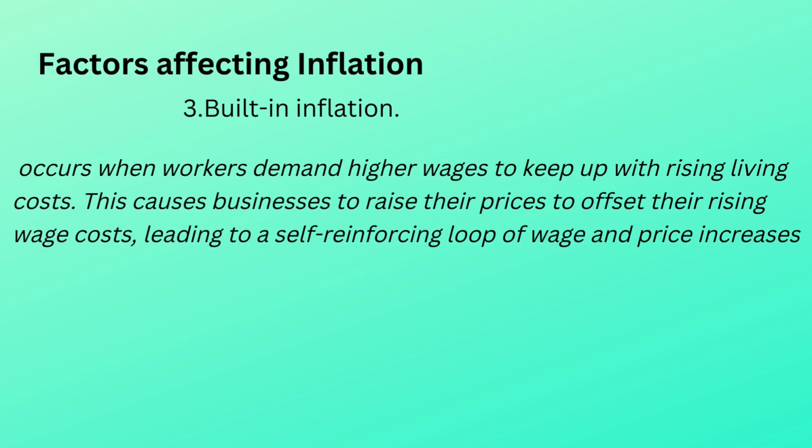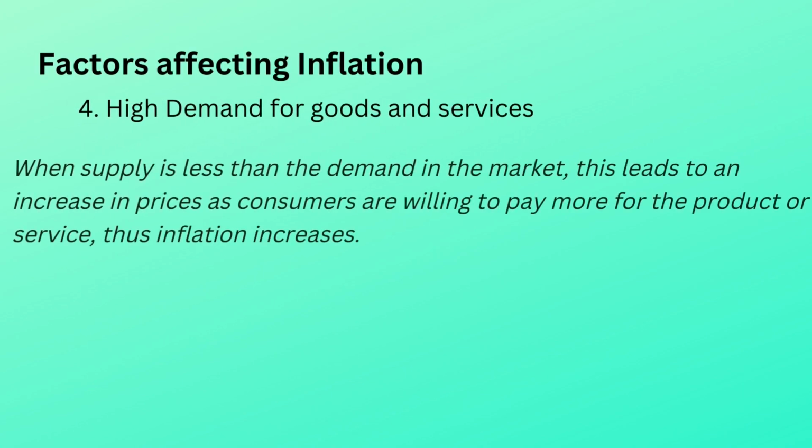3. Built-in inflation, which is sometimes referred to as a wage price spiral, occurs when workers demand higher wages to keep up with rising living costs. This causes businesses to raise their prices to offset their rising wage costs, leading to a self-reinforcing loop of wage and price increases.